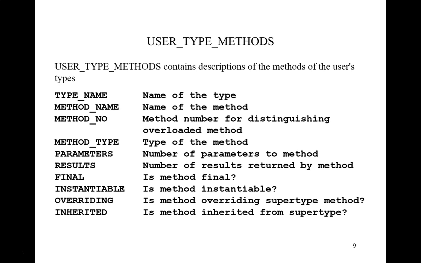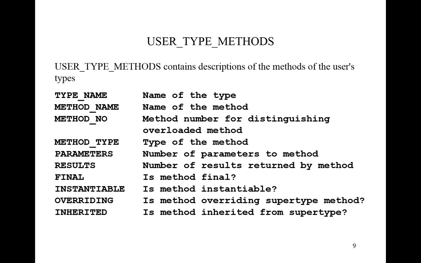How many parameters does it have? The number of results returned by the method. Is it final? Is it instantiable? These values here will be of interest to us when we start to look at inheritance. Note that we're referring to user type methods here. This refers to object types and the methods for these types owned by the current user.